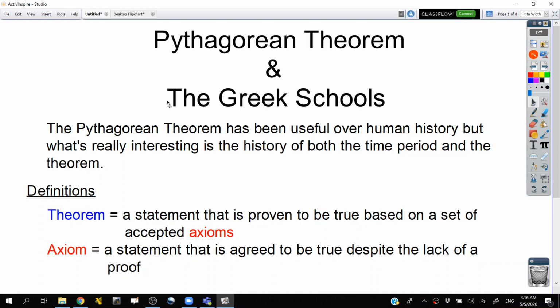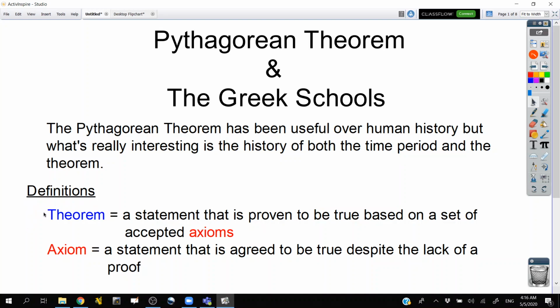I'm going to try to go pretty quickly because I also have an applied problem set I want you to work on, and we'll do some examples as well. The Pythagorean theorem has been useful over human history, but what's really interesting is the history of both the time period and the theorem. Over different time periods, the culture of mathematics has changed massively, and you will see some of that in this presentation.